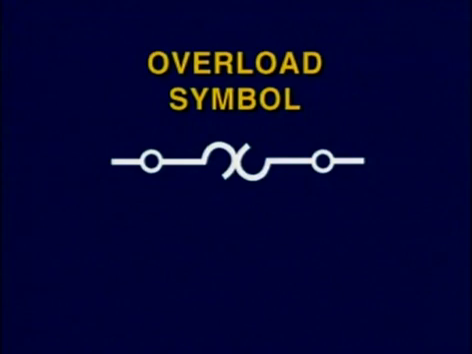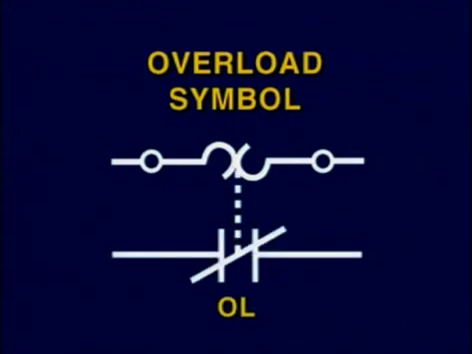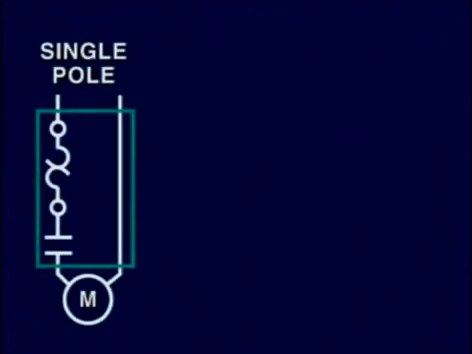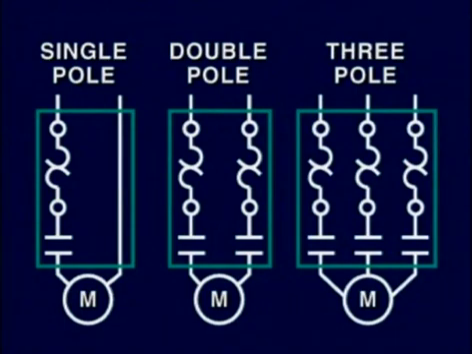Overload relays are represented by this symbol, although you'll also see them usually represented with this S symbol. We already know that the overload contacts from overload relays are represented like this. Overloads are illustrated like this in a single-pole, one-phase, two-pole, one-phase, and a three-pole, three-phase motor circuit. There are two main types of overload relays: the mechanical, operated by a heater element, and the solid state.